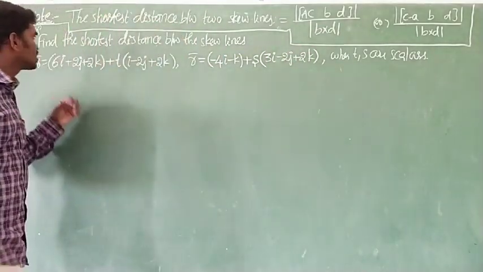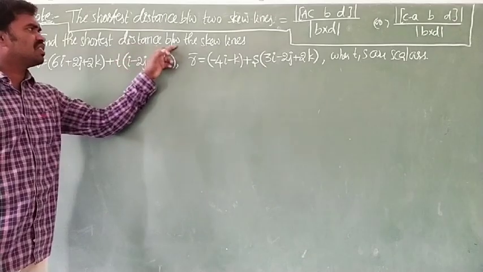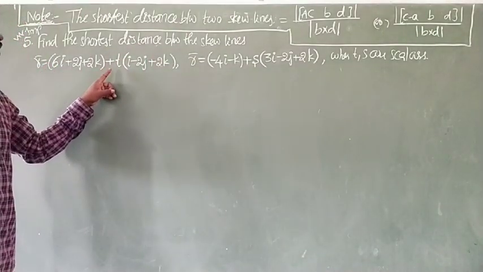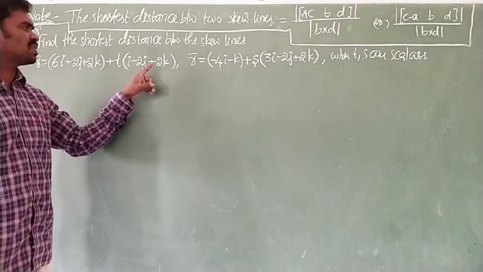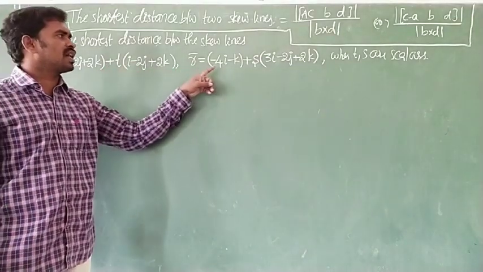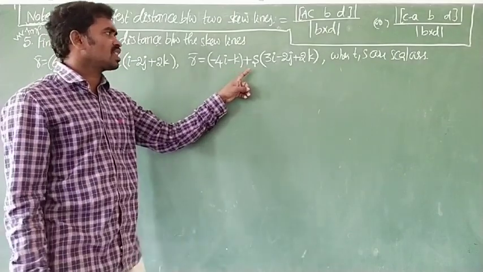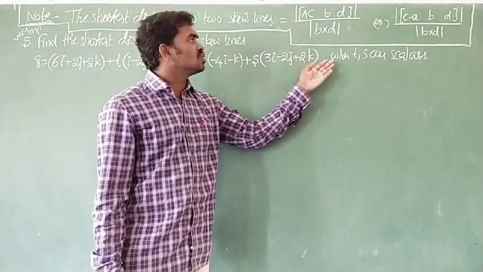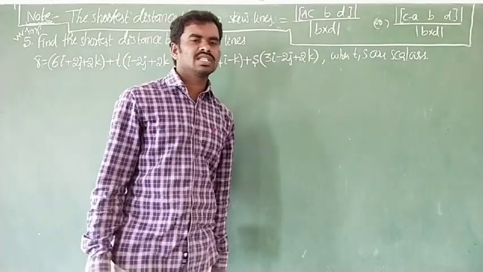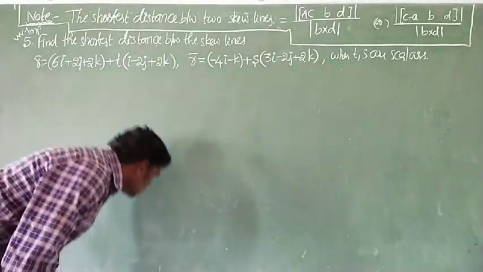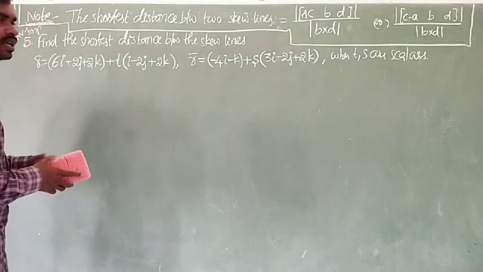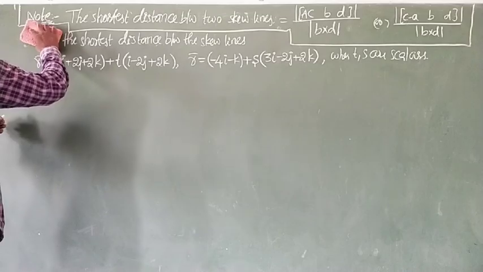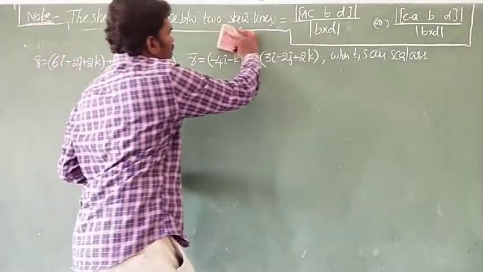See, the problem is: find the shortest distance between the two lines r bar equal 6i plus 2j plus 2k plus t into (i minus 2j plus 2k), and r bar equal minus 4i minus k plus s into (3i minus 2j plus 2k), where t, s are scalars. So this is the question. I am removing the question. As I told you, this is a very important question.